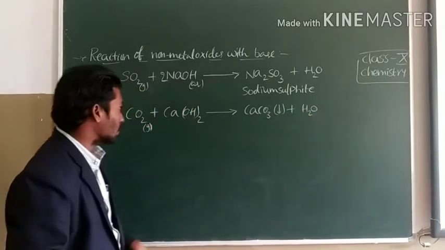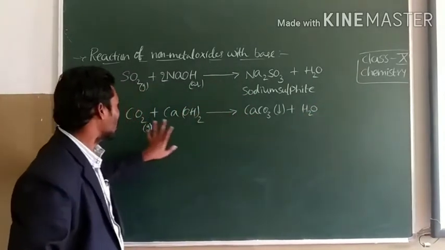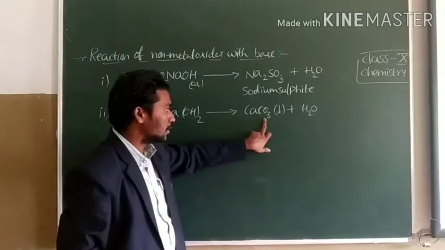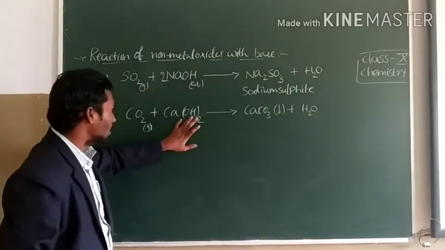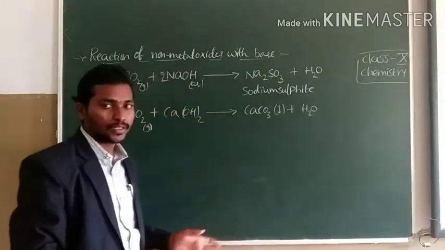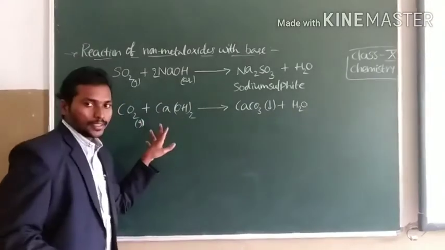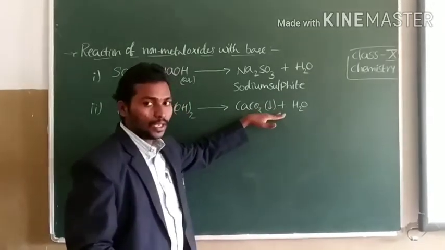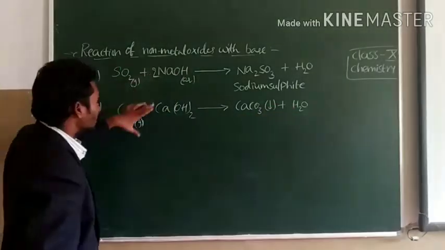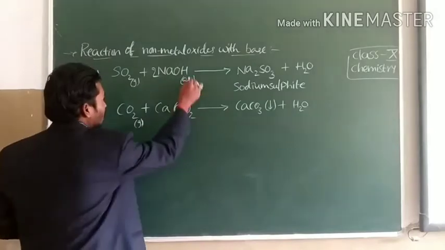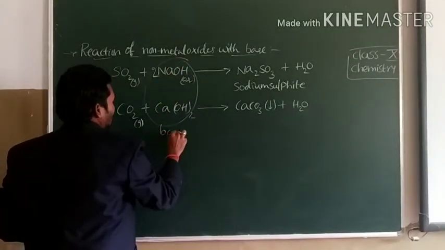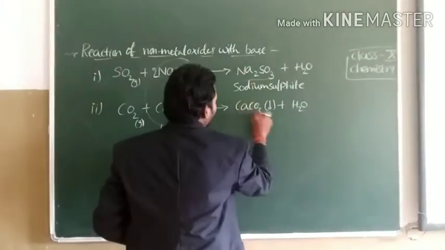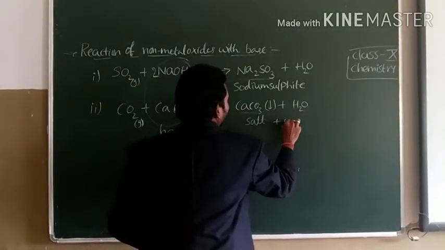Let us verify the equation. Ca, O2, here 2, 4, CO3, here 3 plus 1, 4, here H2, so it's a balanced equation. When carbon dioxide gas reacts with calcium hydroxide, a base, it forms calcium carbonate and water. Here, sodium hydroxide and calcium hydroxide are bases. You know that? And sodium sulfite and calcium carbonate are salts, and plus water.